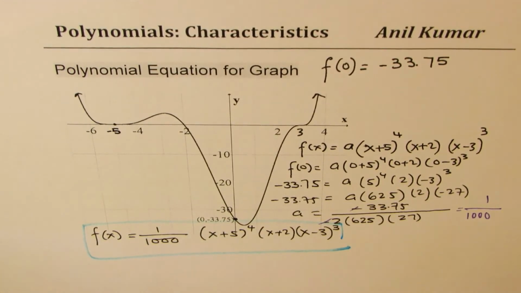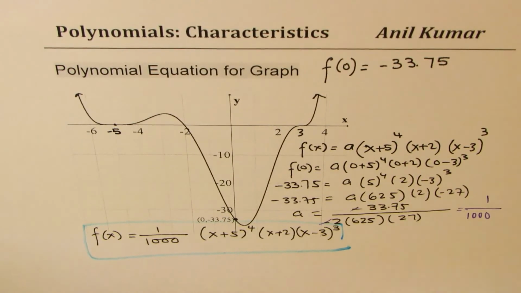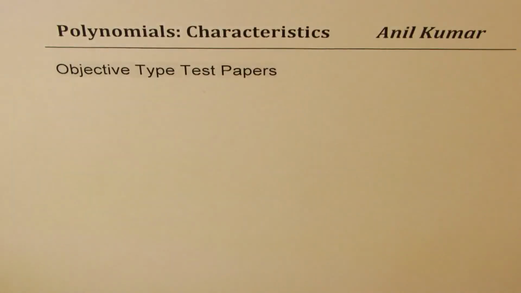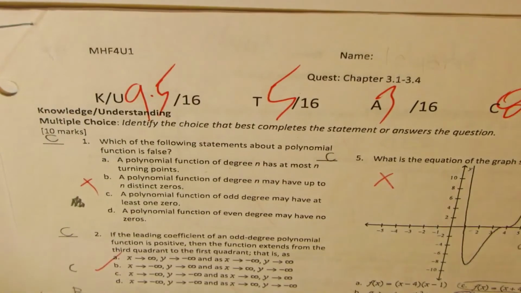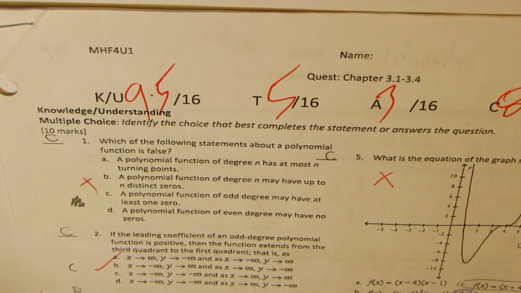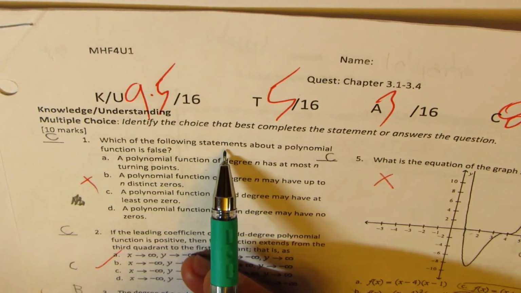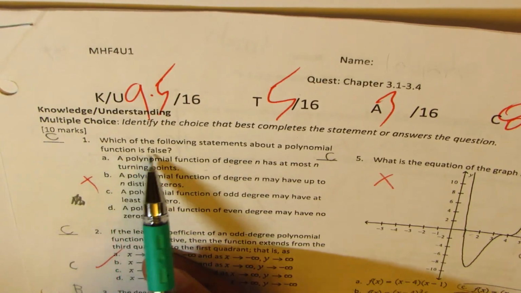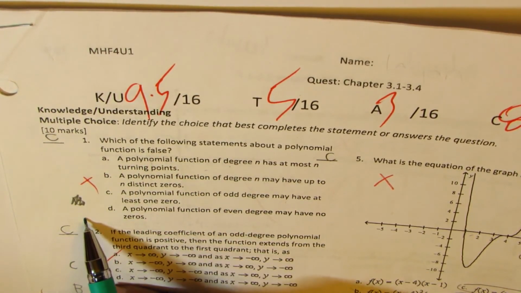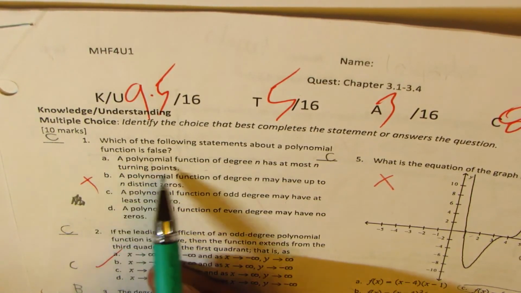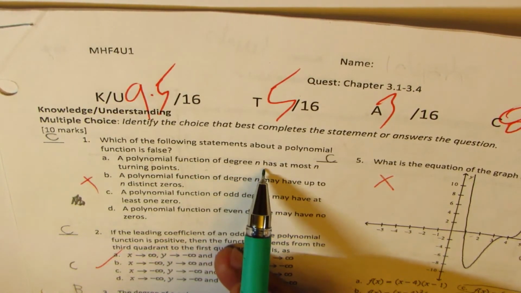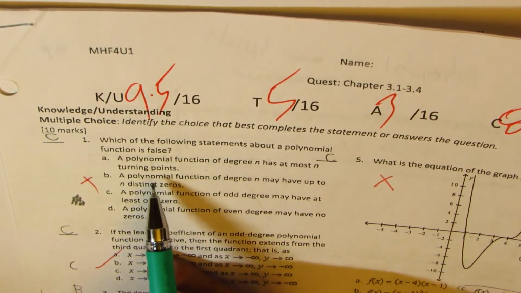So now let's move on, and there's something else. Okay. So we'll now discuss the objective type questions. Here is one of our test papers. You can look into these questions and answer. The first question here is, which of the following statements about a polynomial function is false? Well, the first one is a polynomial function of degree n has at most n turning points.